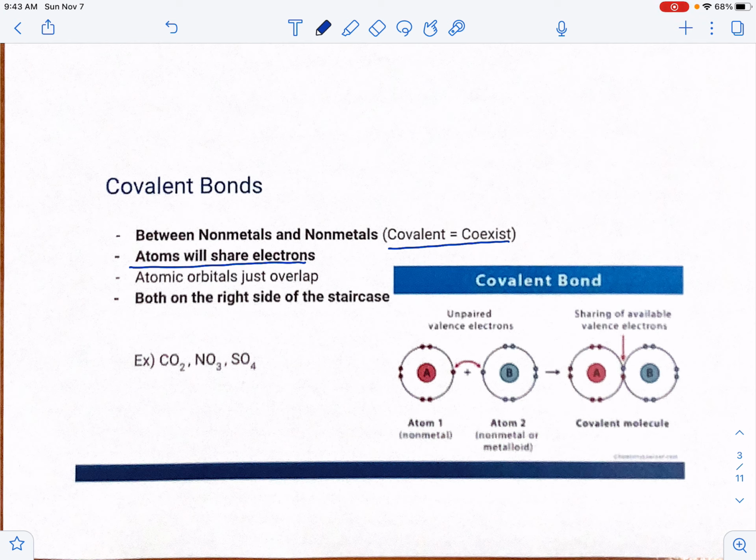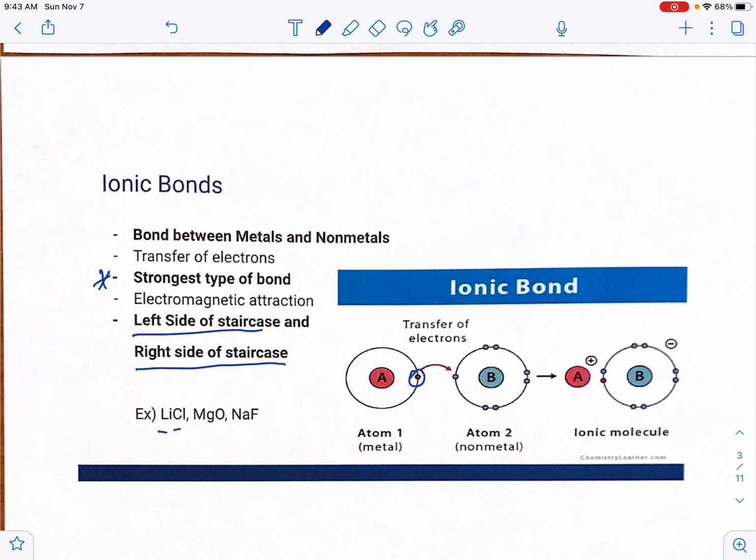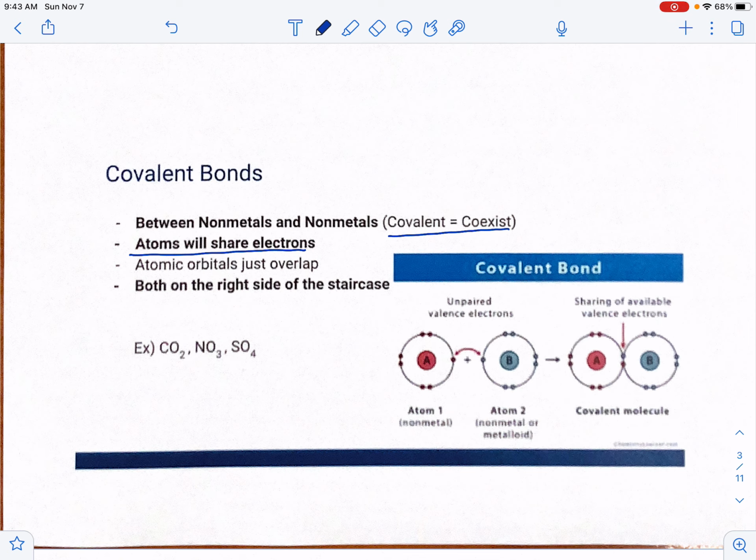Okay, so again, your covalent bonds are going to be between a non-metal and a non-metal, and both of those are on the right side of the staircase. So ionic, back up here, was left side of the staircase and right side of the staircase, a metal and a non-metal, and covalent was both on the right side of the staircase, a non-metal and a non-metal. Okay, so examples would be like CO2, NO3, SO4, all on the right side.